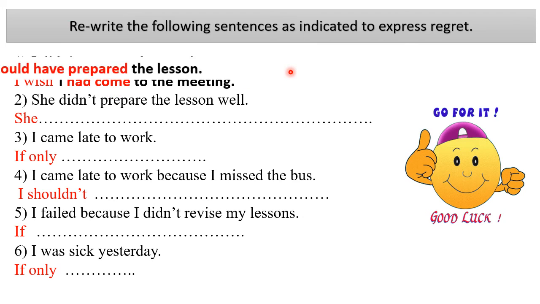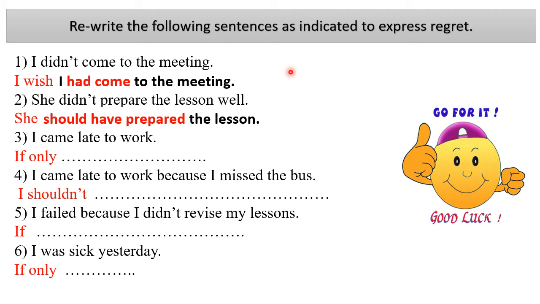Good. Second one, she didn't prepare the lesson well. She should have prepared the lesson well. Okay? She should have prepared the lesson well. Good. 3. I came late to work. If only I hadn't come late to work. So this is also a past wish. If only, and the verb in the past perfect.